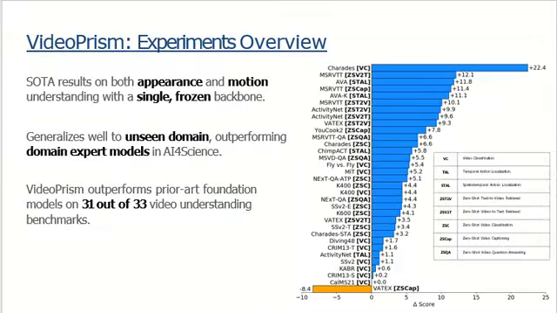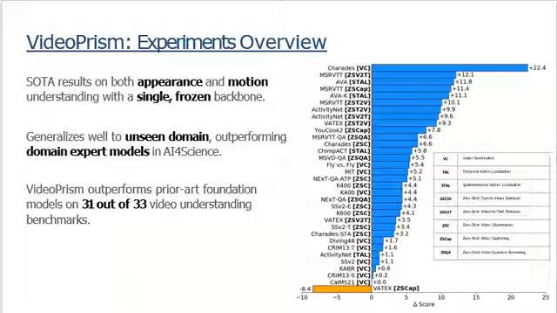The overall benchmark summary, that is the 31 out of 33 wins. Finally, here we see a comprehensive comparison of VideoPrism's performance across 33 benchmarks, which covers tasks like video classification, action localization, text retrieval, video captioning, and question answering. The chart shows the delta scores over prior state-of-the-art models.